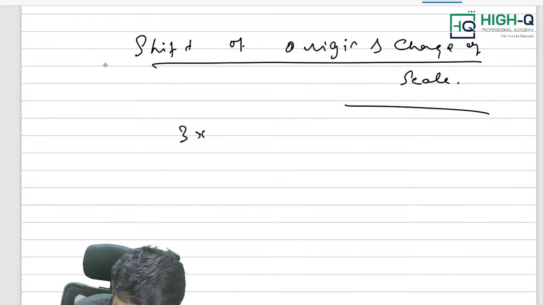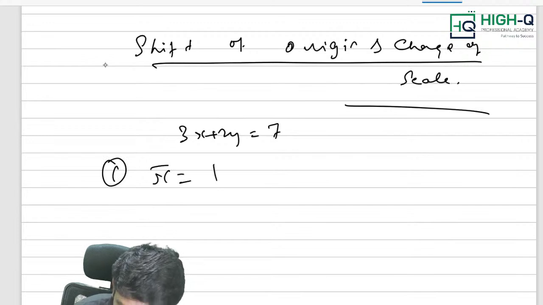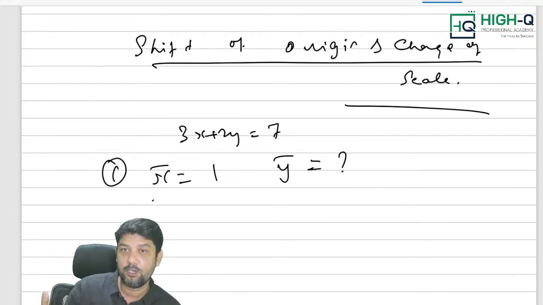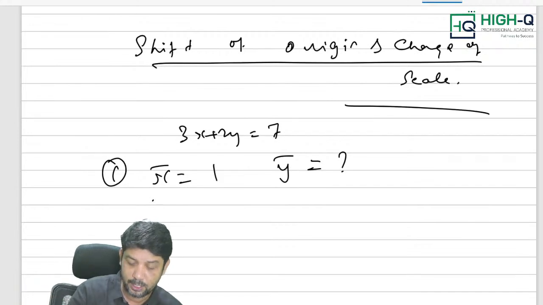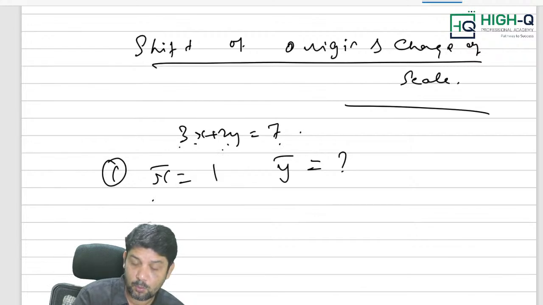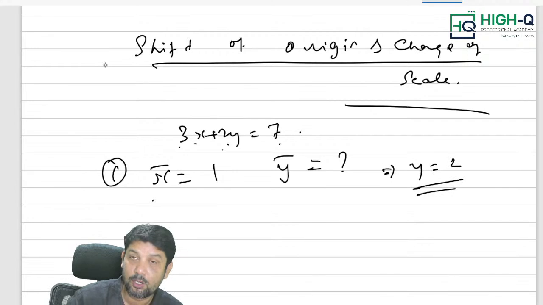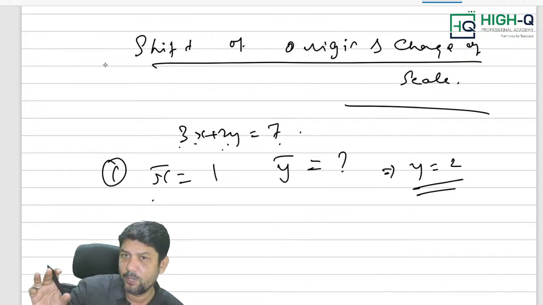For example, it is given 3x + 2y = 7. First question: if x bar = 1, find y bar. Simply, x bar is the mean. If the mean of x is given and they ask you to find the mean of y, substitute the mean of x in the equation. 3 ones are 3, plus 2y = 7, 2y = 4, y = 2, my dear. Therefore y bar is 2. That's it, the entire equation is to be used.